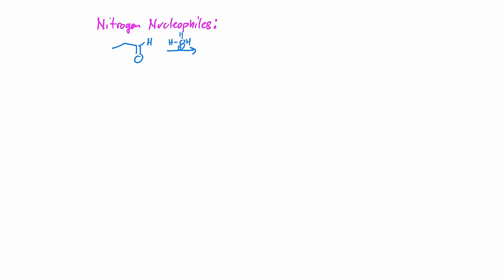So we react a nitrogen nucleophile such as ethylamine with a ketone or aldehyde in the presence of acid, and we end up with this species here. That should be an ethyl. We call this an imine, and we give off water just like we did with the acetal formation.